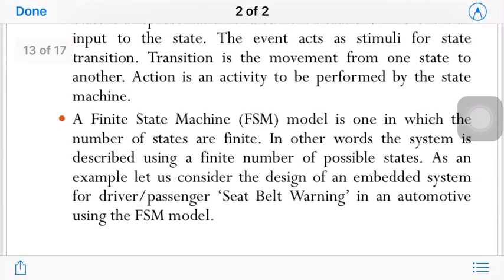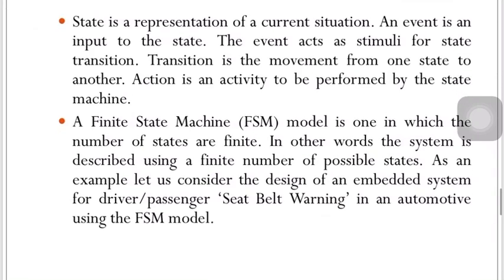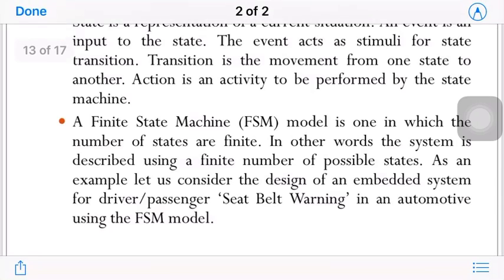Like in the previous state we said there are two states, one is on state, off state, so it is finite, no other state is present there. So that is what finite means here: a finite number of states are available. In other words, the system is described using a finite number of possible states.